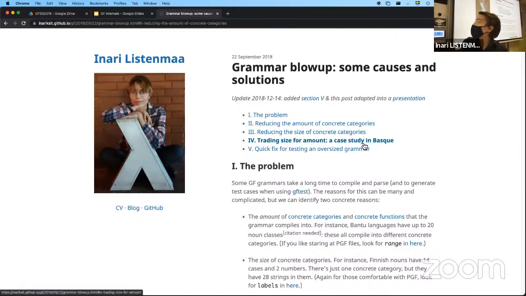And then I talked a bit about how in Basque, I had the luxury of trying this kind of trade-off, where first I had huge inflection tables, and then I replaced some of them with lots of parameters. Okay, this is just a pitch to go read my blog if you're interested in this.